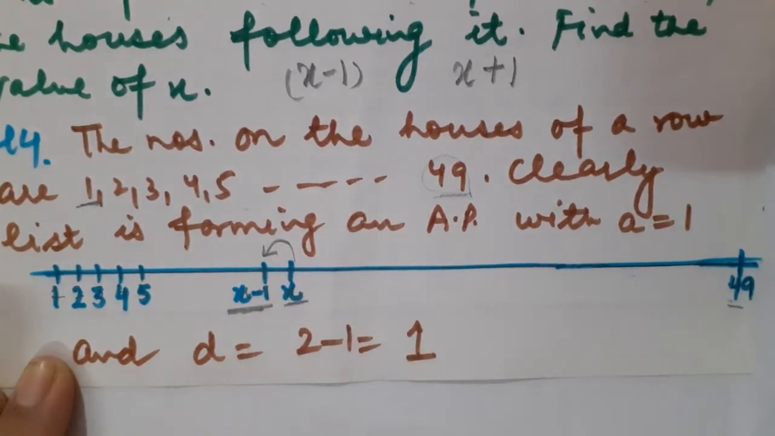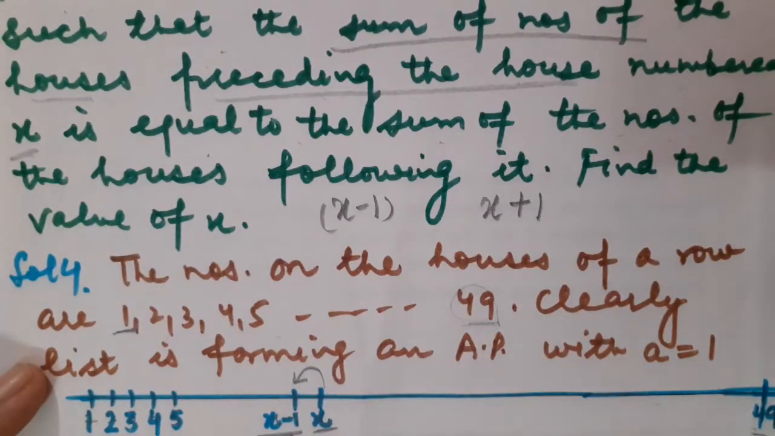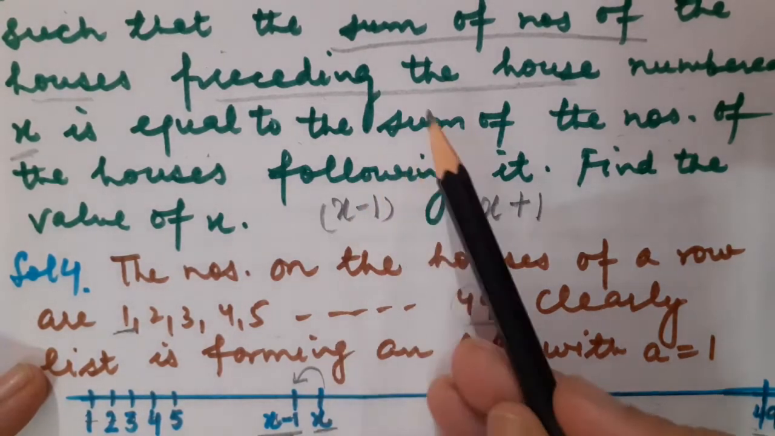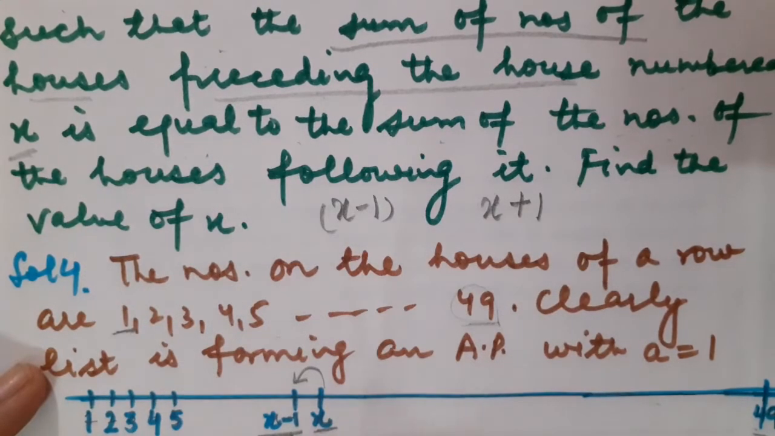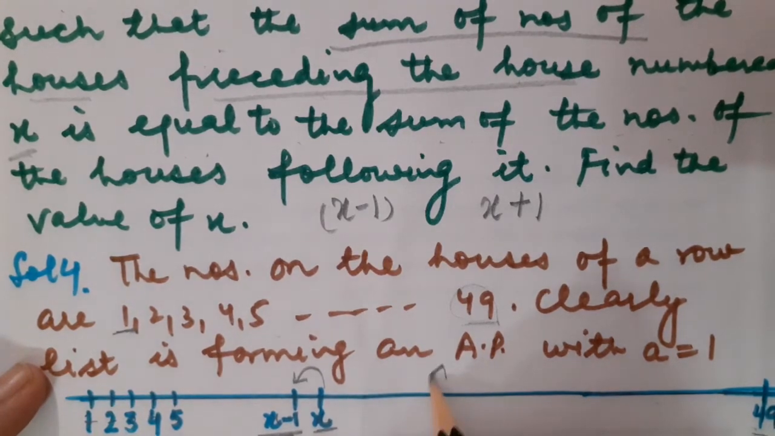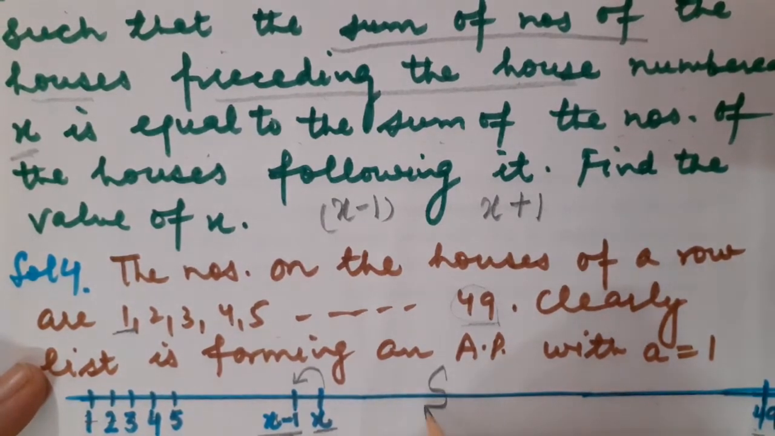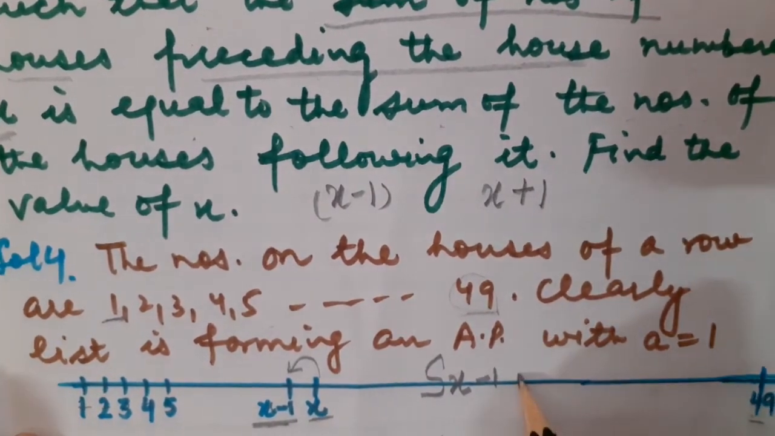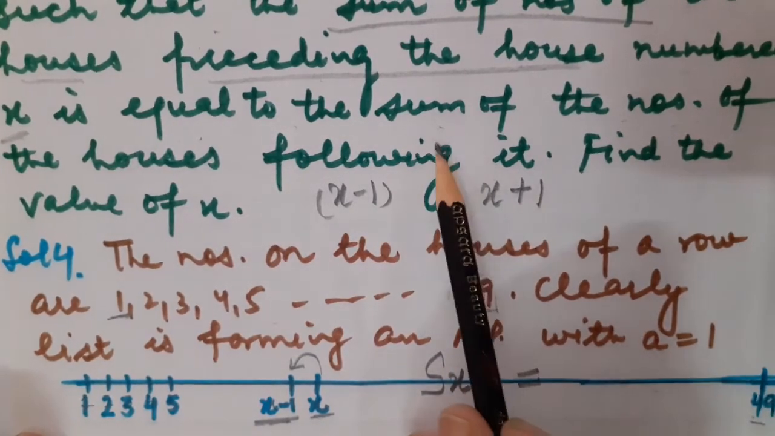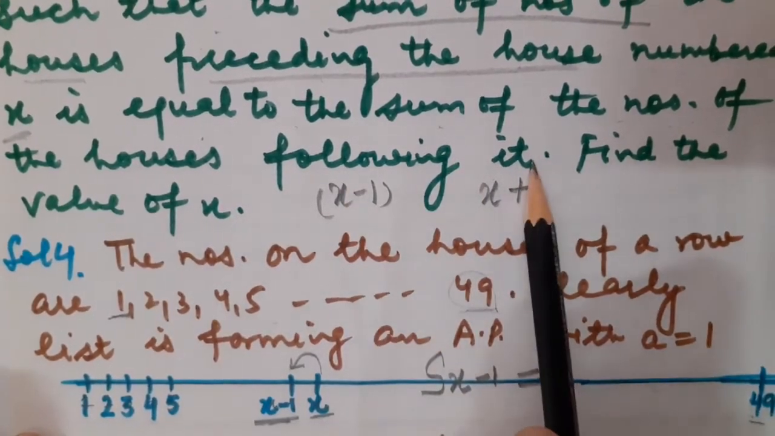Correct, students? Now let us form an equation using the given situation. Sum of the numbers of the houses preceding the house numbered x. Can you let me know which number is preceding x? That is x minus 1. We will have to go for the sum. So how do we denote sum? By S. So it would be S of x minus 1. This is equal to the sum of the numbers of the houses following it.